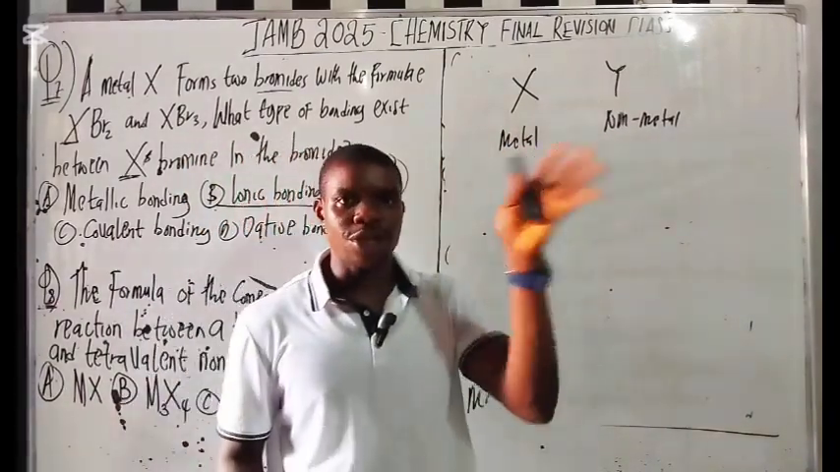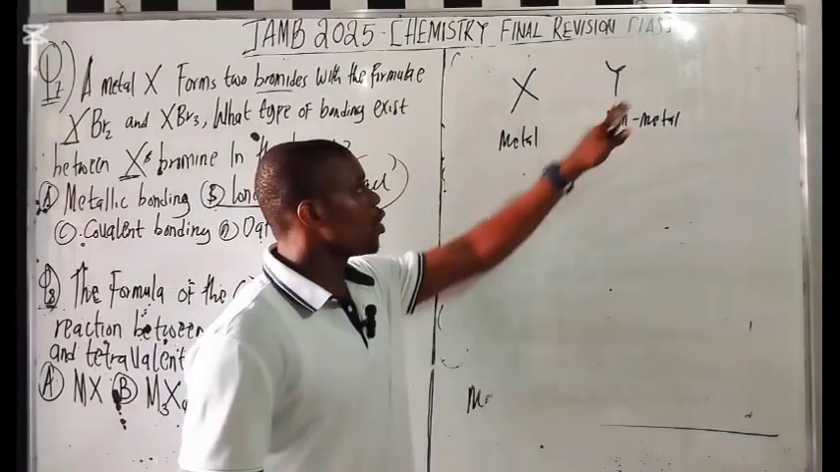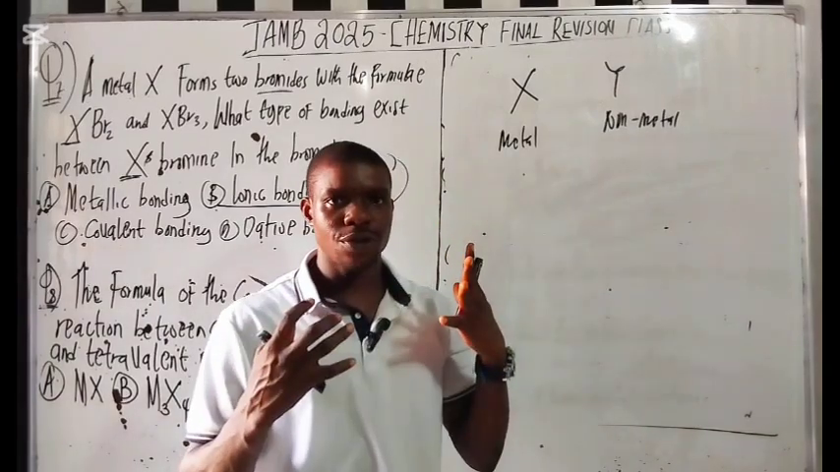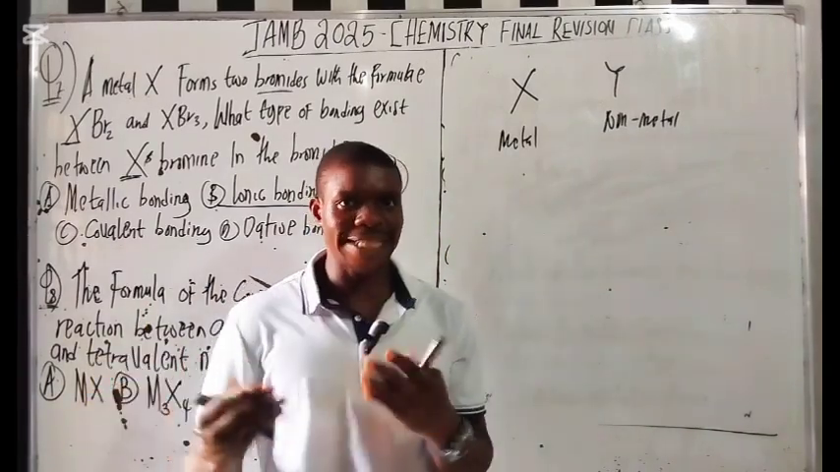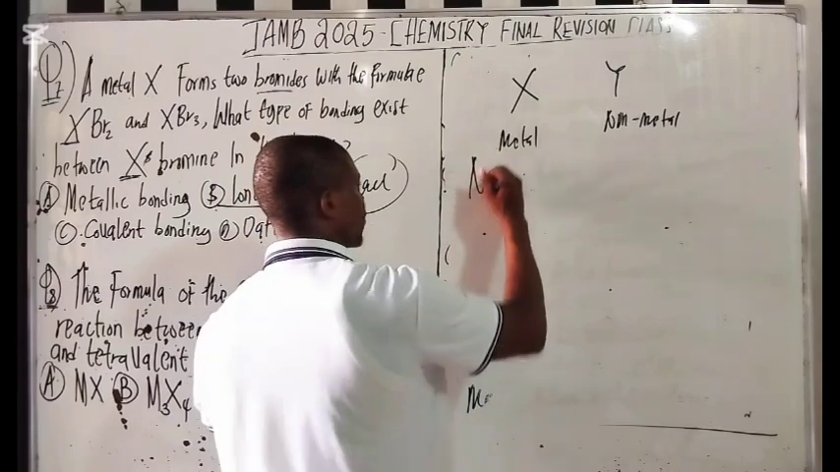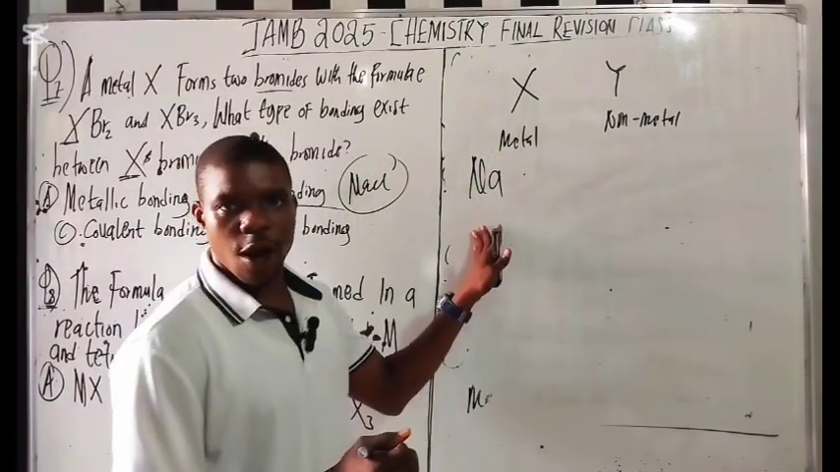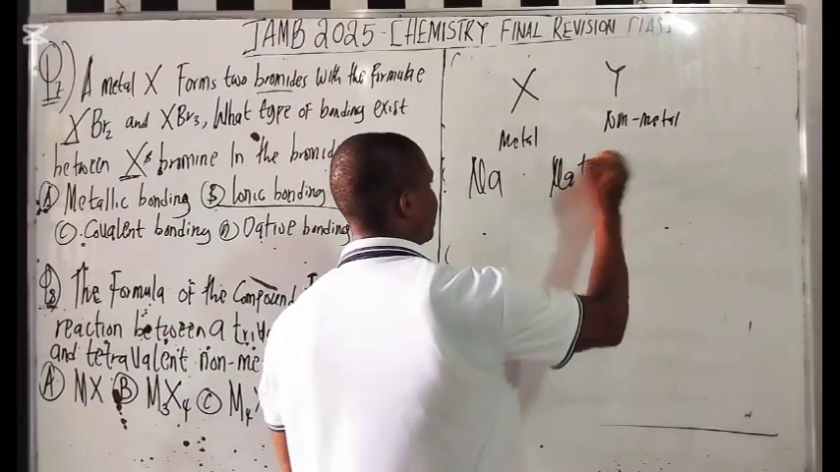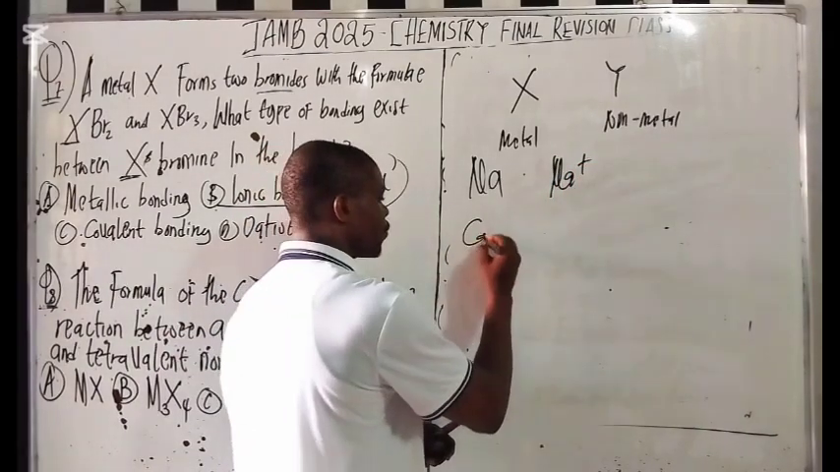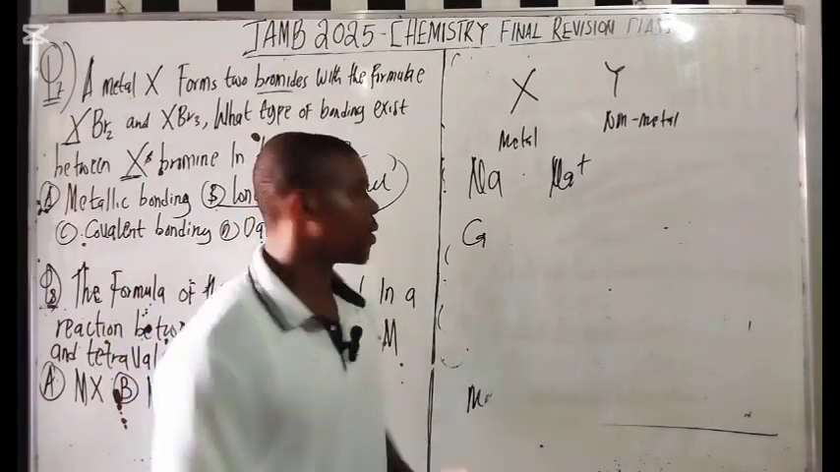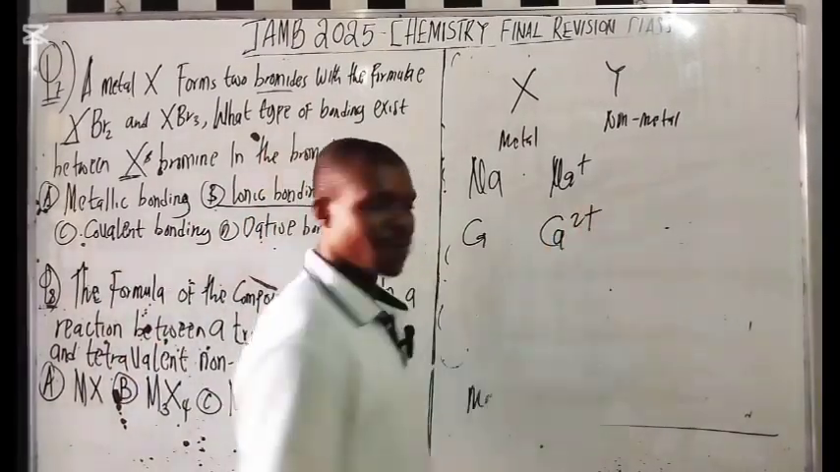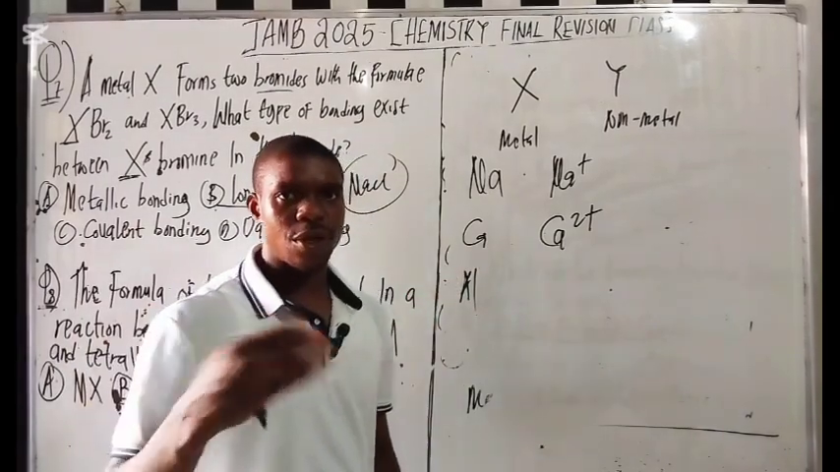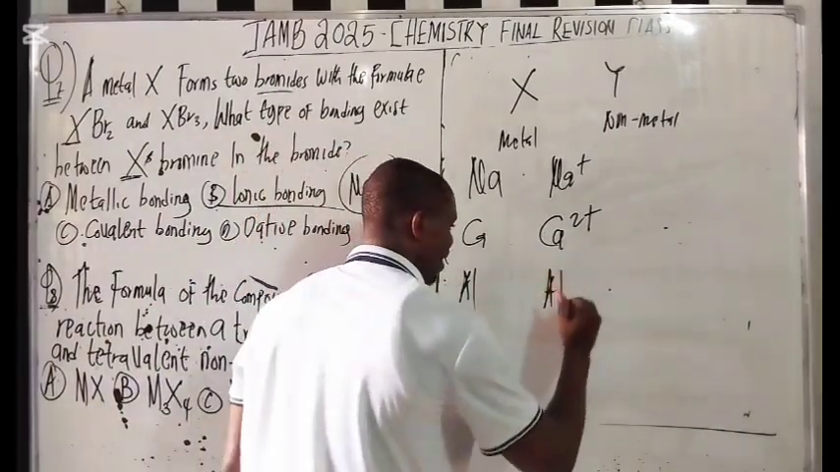The metal will lose electrons in order to form the octet, while the non-metal will accept electrons to form its oxidation state. For example, sodium will lose 1 electron to form Na+. Calcium will lose 2 electrons to form Ca2+. Aluminium will lose 3 electrons to form the octet, so you have Al3+.